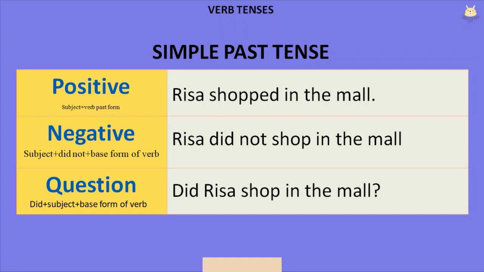Now let's move on to the question form. We begin with did plus the subject followed by the base form of the verb. For example, did Risa shop in the mall?